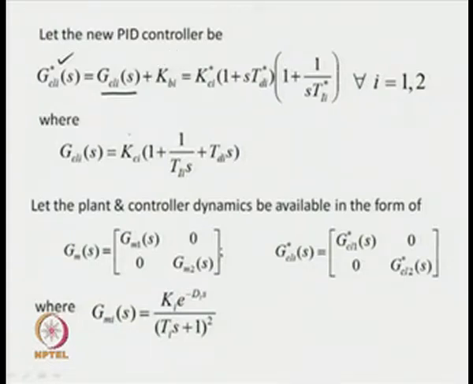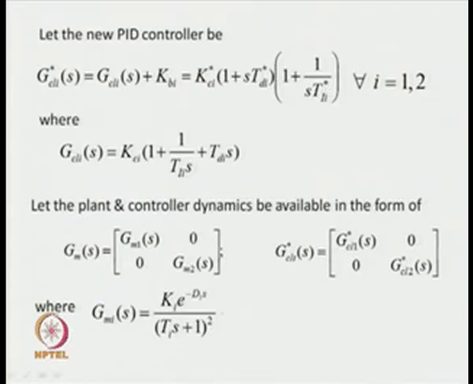Now, the form of the new PID controller is given over here, which is a series PID controller with proportional gain KCi star, derivative time constant TDi star and integral time constant TIi star. So, for all values of i 1 to 2, we shall get 2 new PID controllers for the 2 input 2 output process.